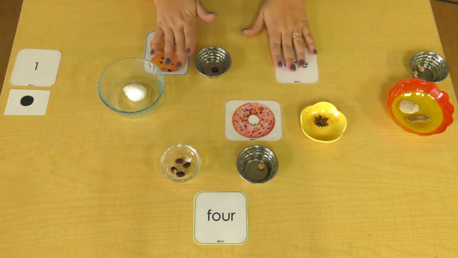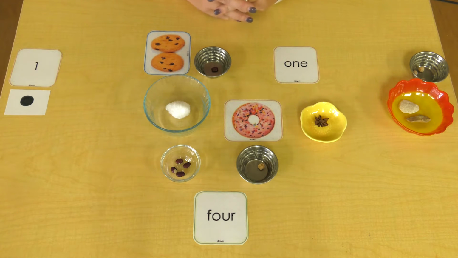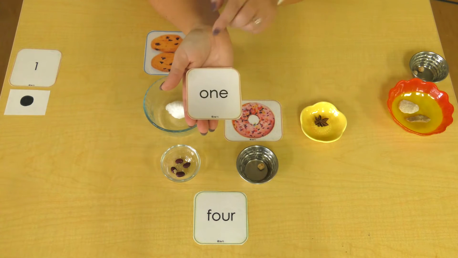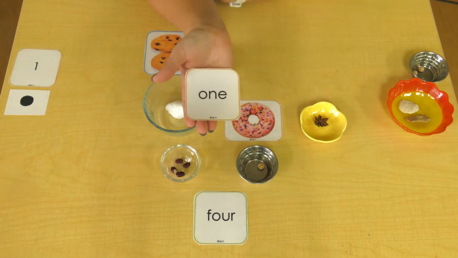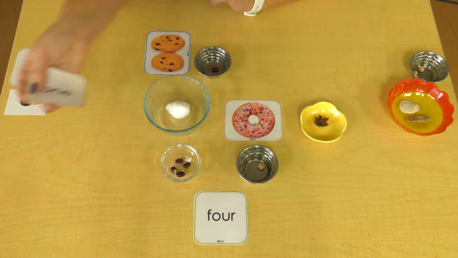Is there anything that you see that should be on the 1 side? Maybe there's 1 of something, or 1 picture of something, or the number 1 in word form. What do you see that can go on the 1 side? I see the number 1 in word form. This is how we spell or write the number 1. So this says 1. I'm going to put it on the 1 side.